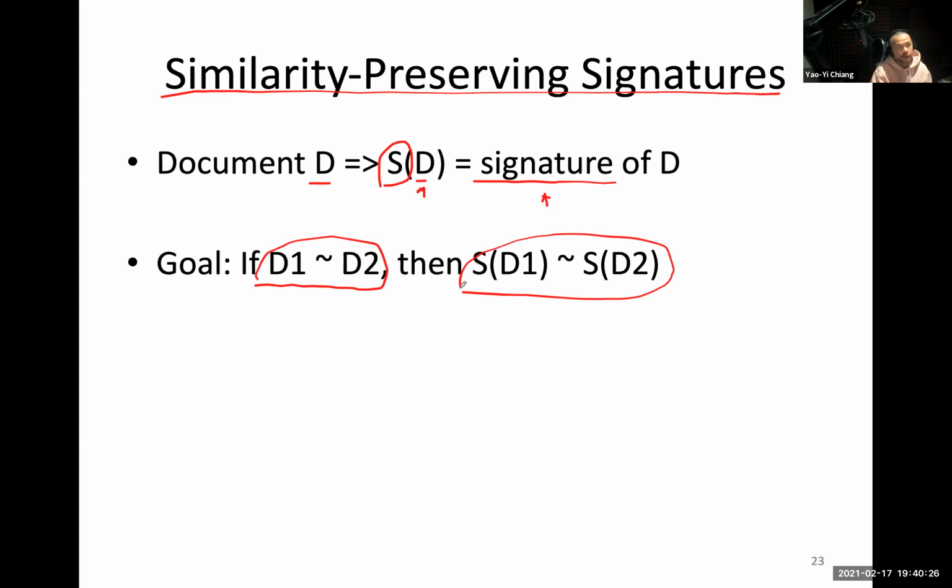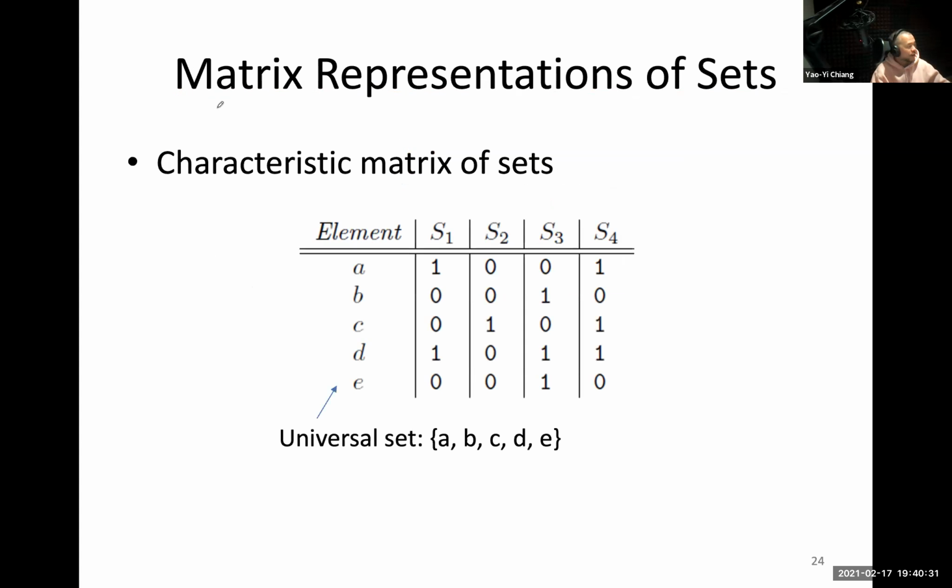But how do we decide that? Before we talk about the algorithm, let's look at this characteristic matrix of sets. This is very similar to what I was talking about on the whiteboard, but this one is transposed, which means you have all the elements here. This is your 14 million shingles, and this is your document. Okay, so what does this mean?